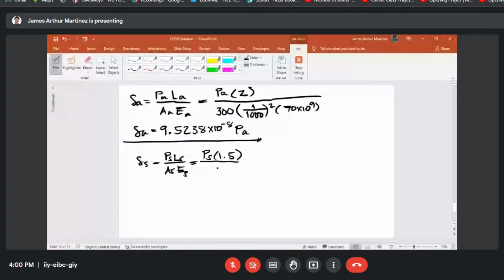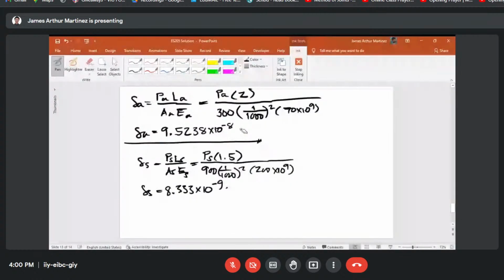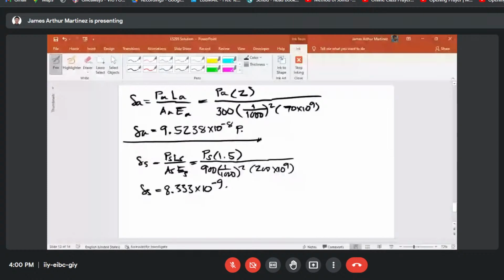Sorry, this is not Pascal. Sorry, it is PS, I thought it was Pascal, I got confused with what I wrote. Sorry, this is PA, the internal reaction of aluminum, right? This is PS, not Pascal. So the deformation of steel is equal to 8.333 times 10 to the power of negative 9 as a function of the internal reaction of steel, or PS.